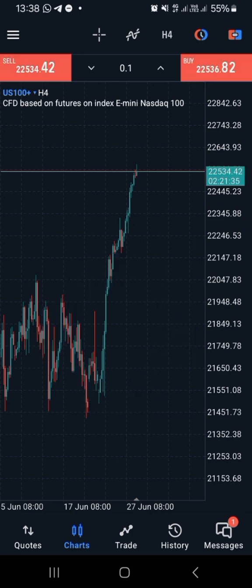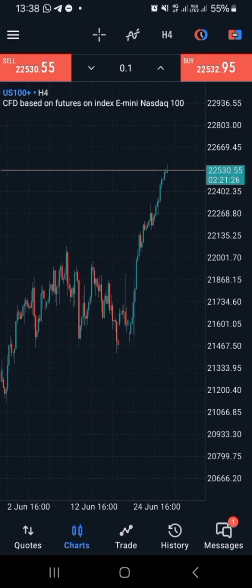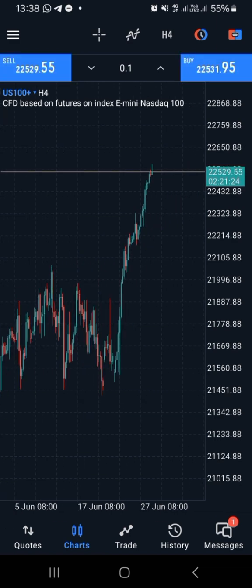Moving averages, as we all know. So the first thing we want to do is to add our moving averages. But before we do that, we want to read the market structure first to understand what trend the market is on. That's the first thing we want to do. We want to understand the trend.